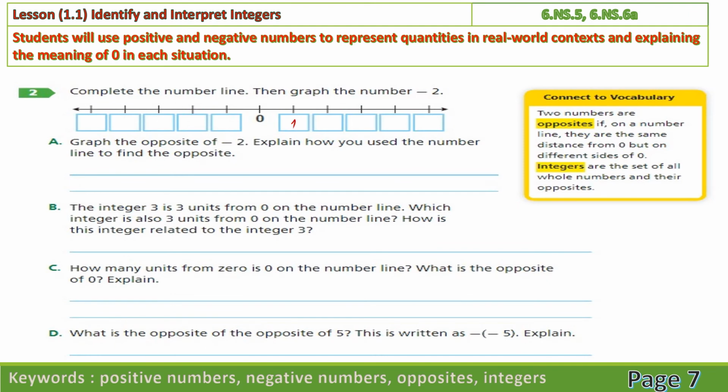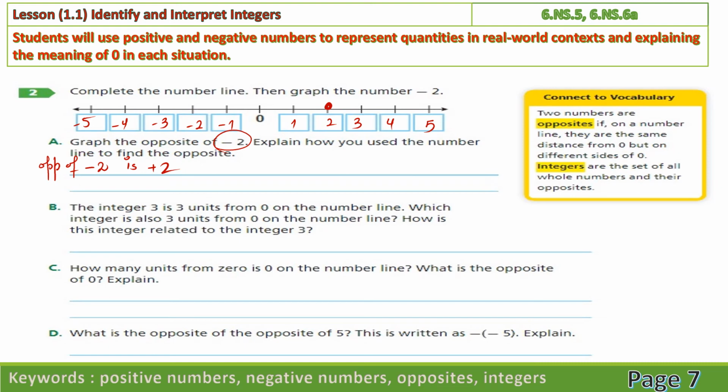So on this side, 1, 2, 3, 4, 5. And on the left side, every number but on the negative side. Okay. -4, -9. Graph the opposite of -2. So what is the -2? What is the opposite of -2? The opposite of -2 is +2, right? Where is the +2? Here.